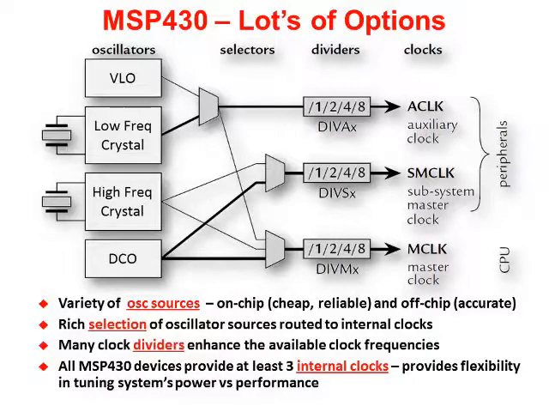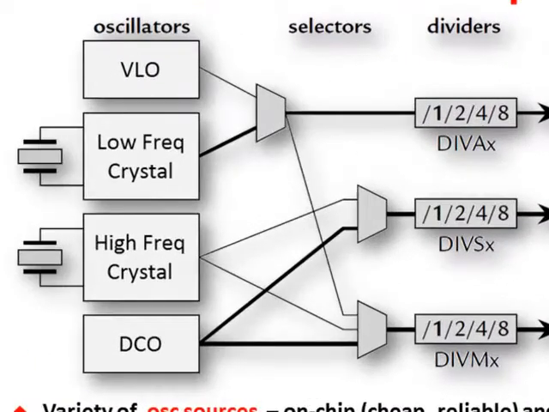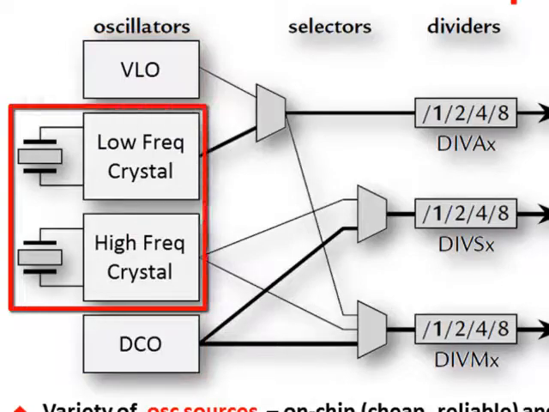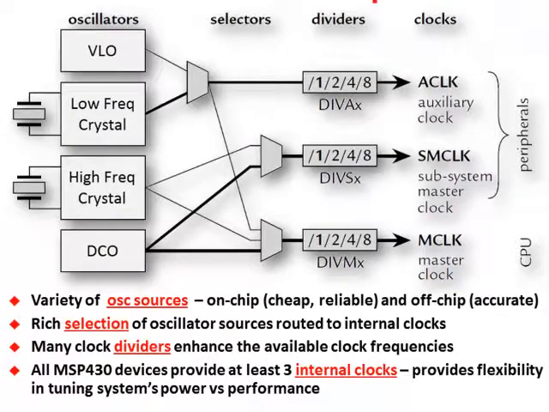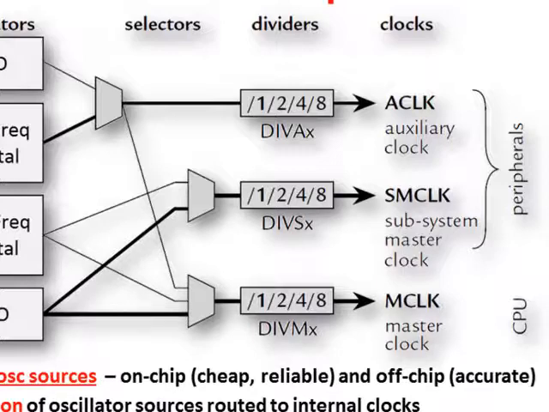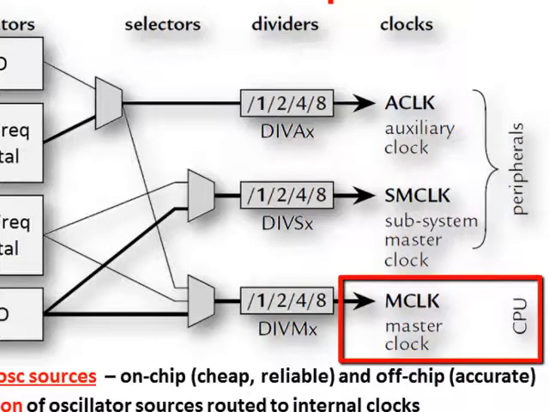As you can see, the MSP430 has lots of clock options. What's nice about this diagram is it gives us a good overview of the MSP430 clocking. On the left-hand side, you can see the different oscillator sources. These are the things that generate the clocks. Some of them are internal, for example, the VLO and the DCO. We'll talk more about what those terms are in a minute. Other sources might be crystals or other clock signals coming from off-chip. These then get routed internally through selectors and dividers to the 3 clocks that are found inside all of the MSP430s.